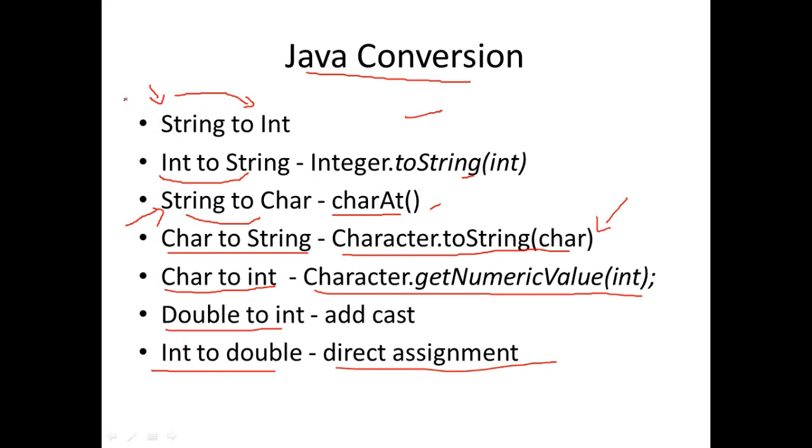So we have seen so many types of conversions here. There are so many other types of conversions, like boolean to int, into boolean, into string, and so many other types of conversions are also there. I've just given you some of the conversions that we might be using in our applications.